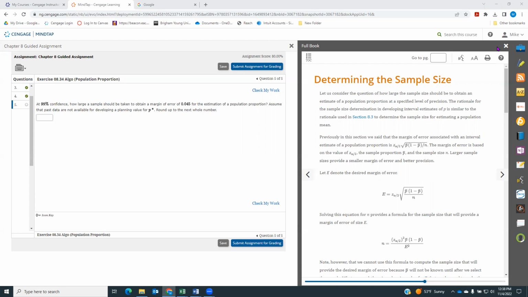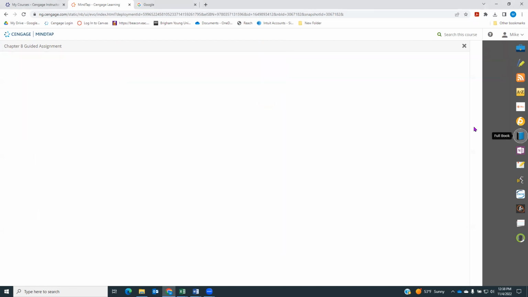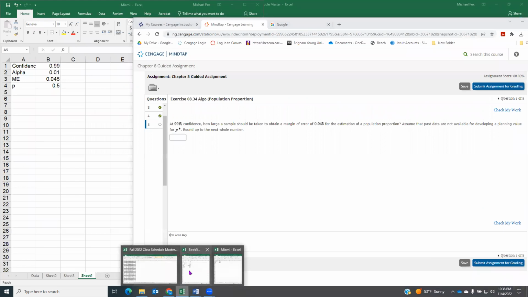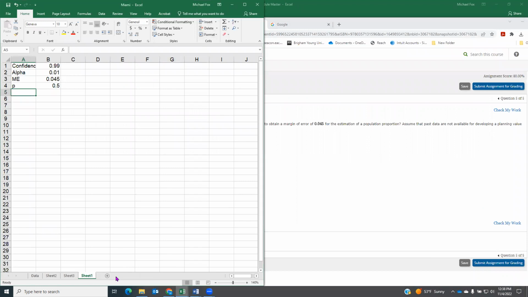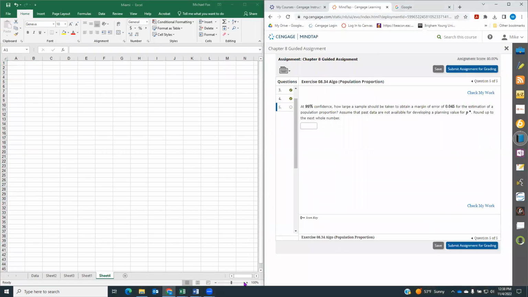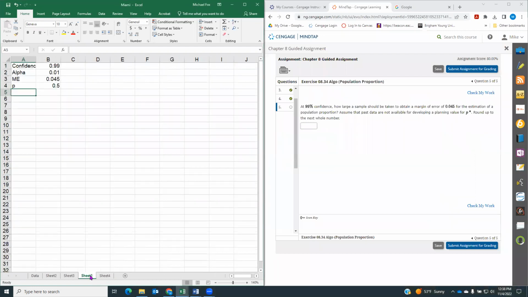All right, so let's do it. So I'm going to close out of this so we can see this a little bit better. Okay, here we go. Oh, wait, where's the one I just did? All right, so here's what we know, right? Confidence of 0.99, margin of error 0.045, and a proportion of 0.5 because we don't know the proportion, so we're going to use that estimate there.